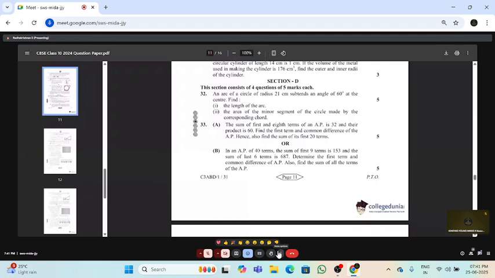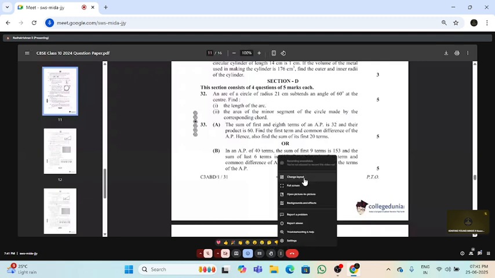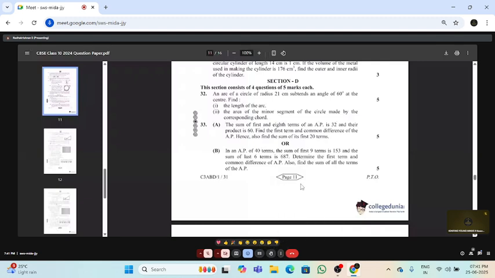So I have written down the same problem on the board. Let the first term be A and the common difference D. The sum of the first and eighth terms is 32, and the product of those two terms, T1 into T8, is equal to 60. Now we have to find out A, D, and S20, that is the sum to 20 terms.